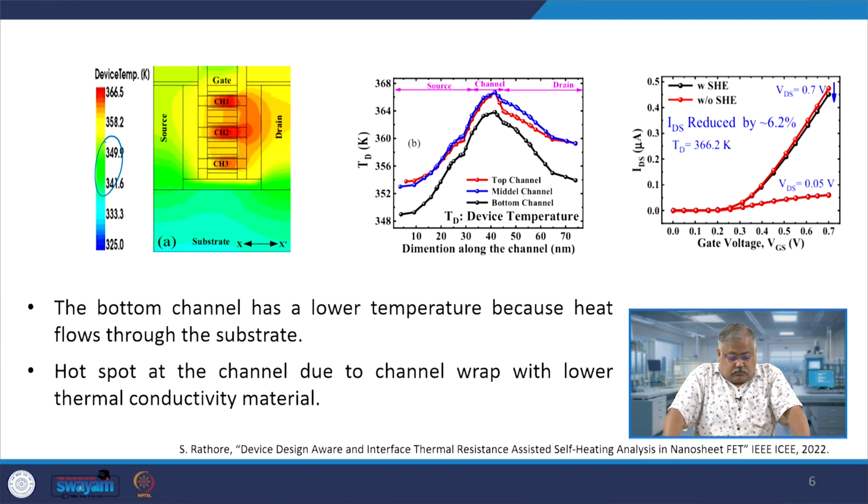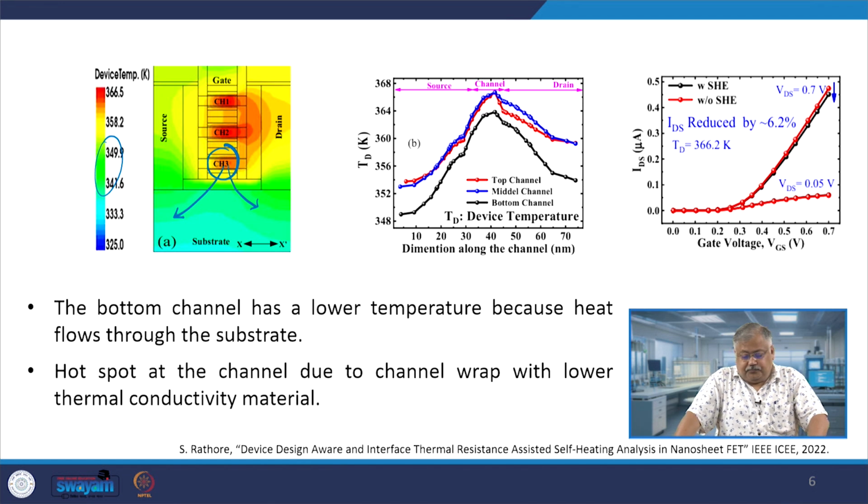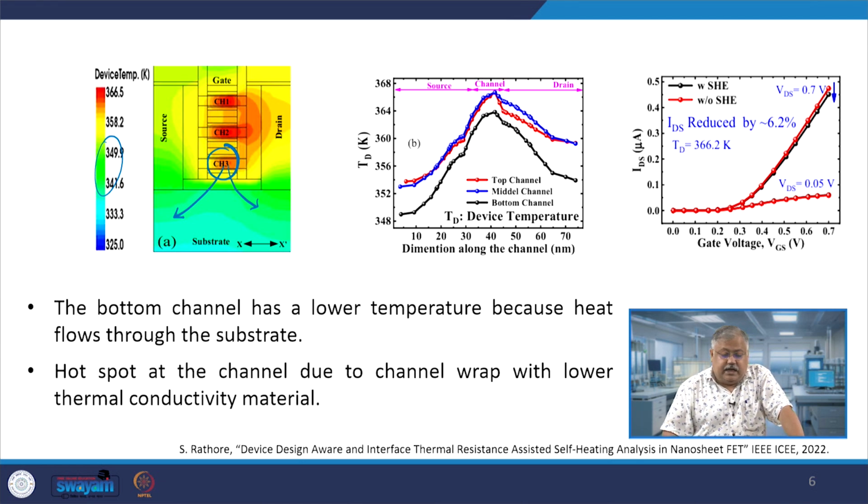Whereas the bottom sheet, which is the channel number 3, has reduced temperature because it gets a path for its heat to get dissipated through the substrate, right. Now, if you look at the second figure here, it shows you the lattice temperature TL in terms of Kelvin, and this is along the dimension of the channel which you see. This is the starting of the channel, and this is the ending of the channel, let us say a 50 nanometer channel length I am using, followed by source and drain.